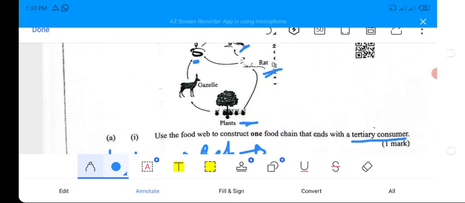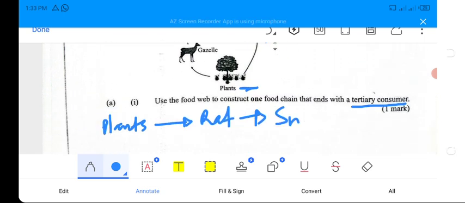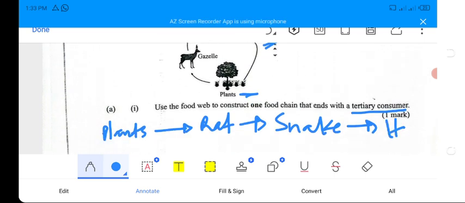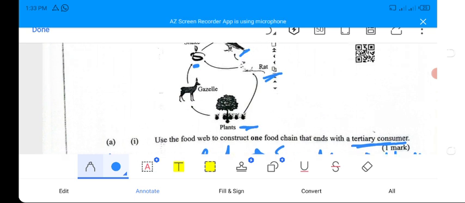From the rat, we go to the snake, which is the secondary consumer. Then last but not least, we finish with the hawk, which is the tertiary consumer. Remember, our question says that our food chain should end with a tertiary consumer. Otherwise, if they had just asked for us to create a food chain, we could use any route.